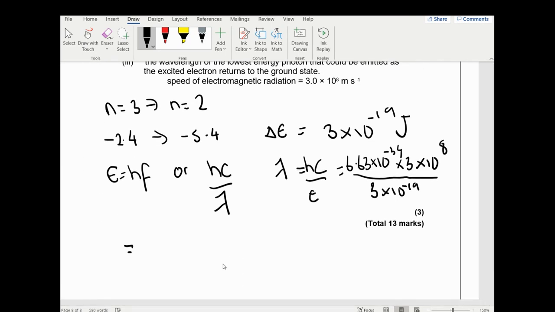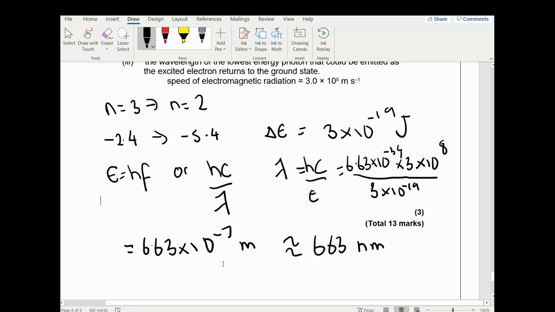So that's going to be, bring it into my calculator, 6.63 times 10 to the minus 34 times 3 times 10 to the 8, divided by 3 times 10 to the minus 19, and I get an answer of 6.63 times 10 to the minus 7 meters, which is approximately 663 nanometers. So we're well within the red range right there.